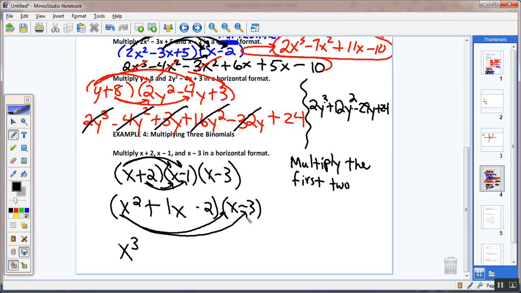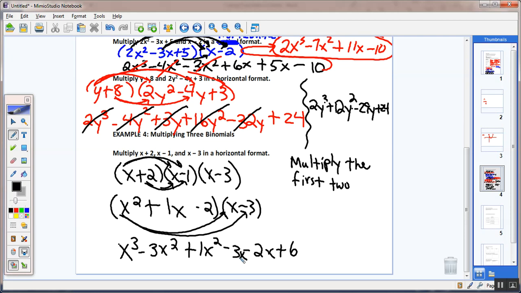Okay? All right. The x squared times the minus 3 would be minus 3x squared. 1x times everything makes plus 1x squared, minus 3x. And then the negative 2 times everything is minus 2x plus 6. Okay? So to that point right there, kids. Ooh, did I do something wrong? This should be a minus 3x, shouldn't it? Negative 1x times, yeah, it should be a minus 3x. Okay?